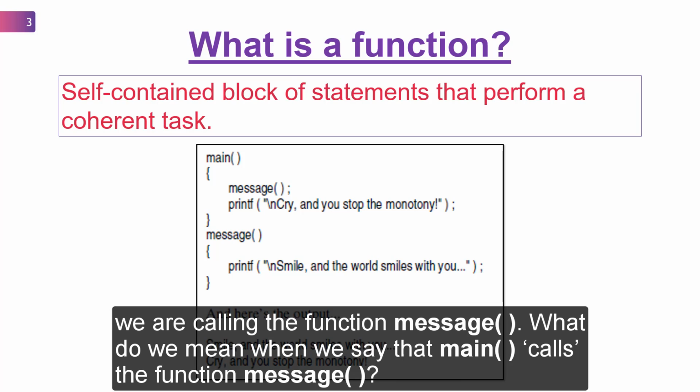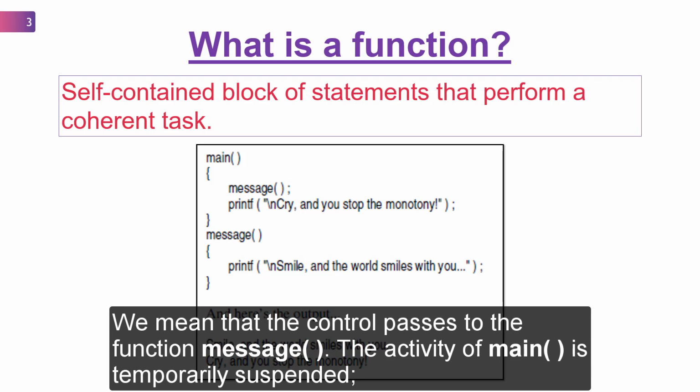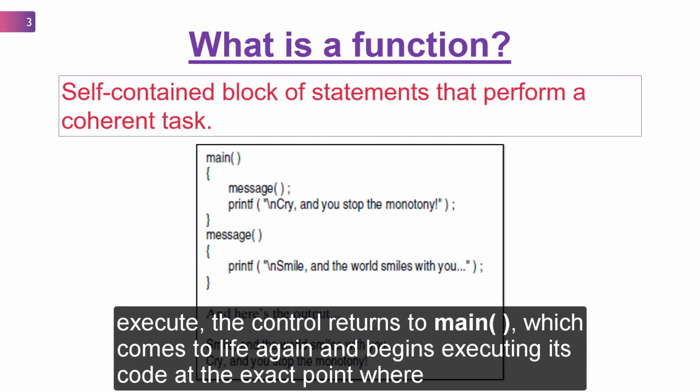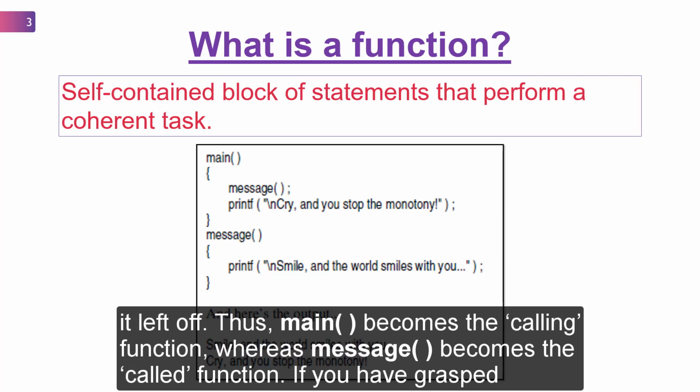What do we mean when we say that main calls the function message? We mean that the control passes to the function message. The activity of main is temporarily suspended. It falls asleep while the message function wakes up and goes to work. When the message function runs out of statements to execute, the control returns to main, which comes to life again and begins executing its code at the exact point where it left off. Thus, main becomes the calling function, whereas message becomes the called function.